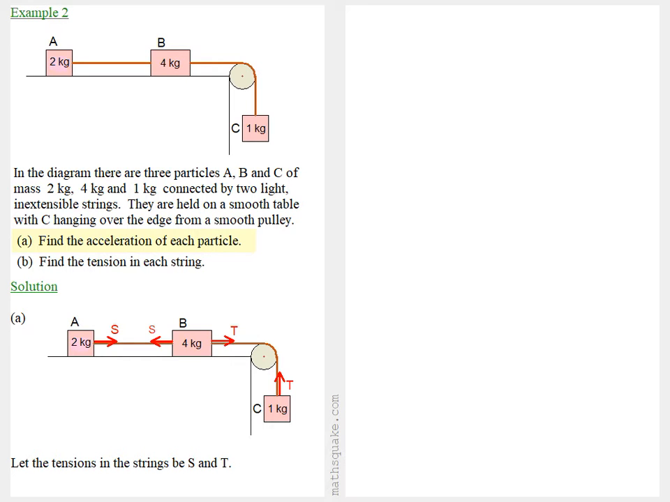Particle A will have a weight of 2g, which is 2 times 9.8, and a normal reaction we can call M. Particle B will have a weight of 4g, or 4 times 9.8, and a normal reaction we can call P. Particle C will also have a weight of 1g, or 9.8. Because the string is inextensible, all three particles will have the same acceleration. We can call that a.